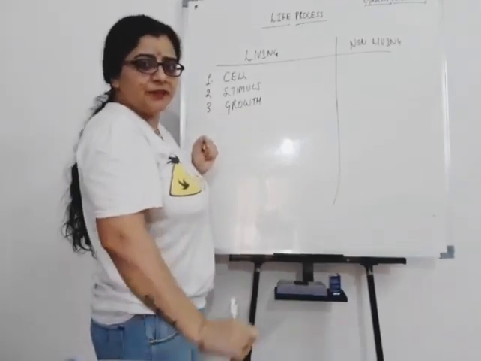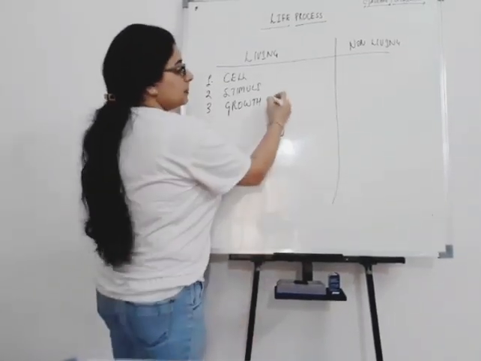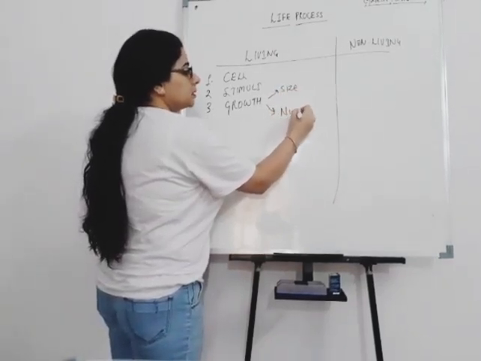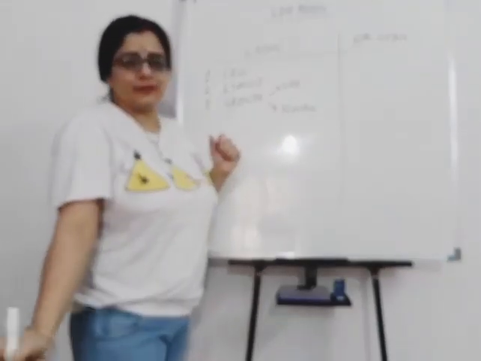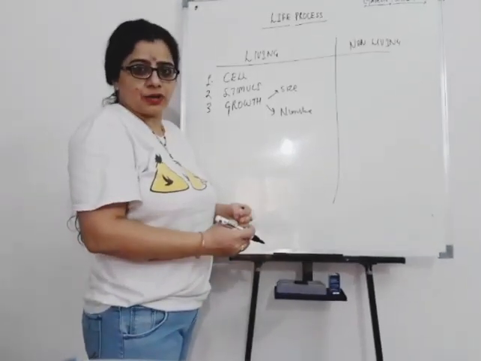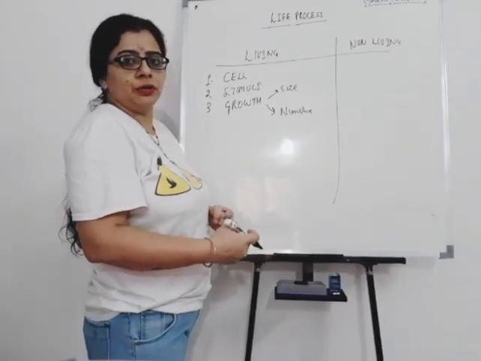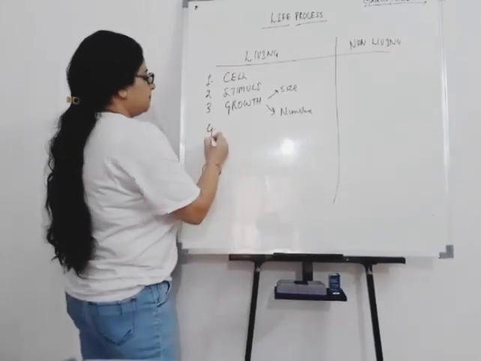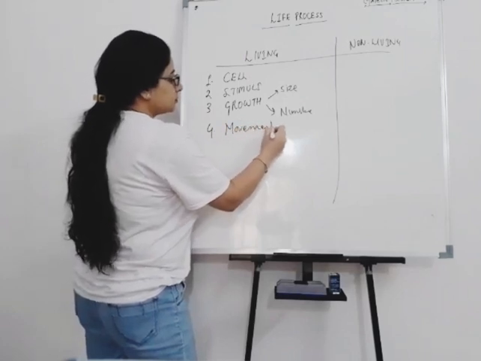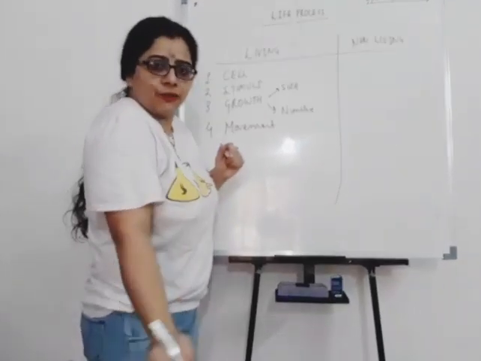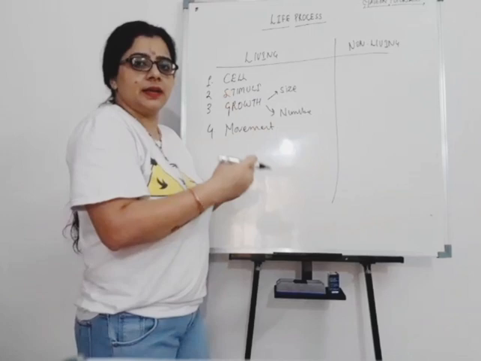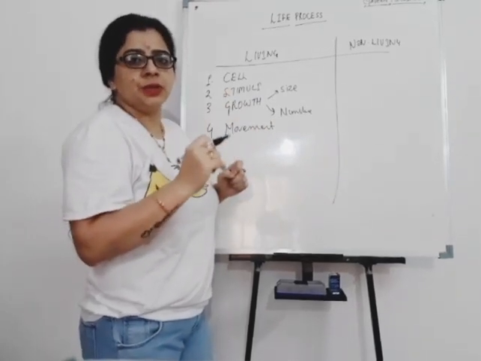Third one is growth. If I am saying growth, it means it will be growing in size and numbers. As during the lifespan we are growing in size, and an example of numbers is reproduction. We are giving birth to a new one in order to increase our population. Fourth one, movement. In case of humans, we are moving from one place to another, whereas in case of plants, the leaf will be tilting toward the sunlight.